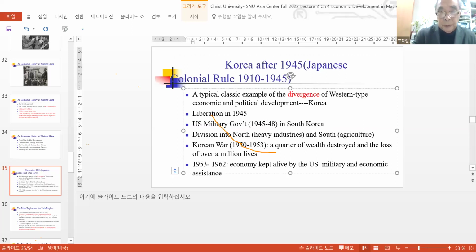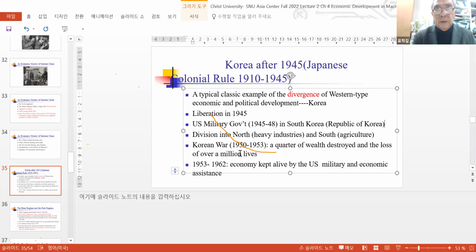Republic of Korea. And the division of North Korea and South Korea. North Korea was more heavy industries oriented. South Korea was more agriculture based.